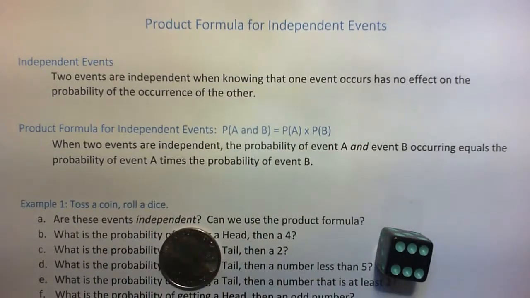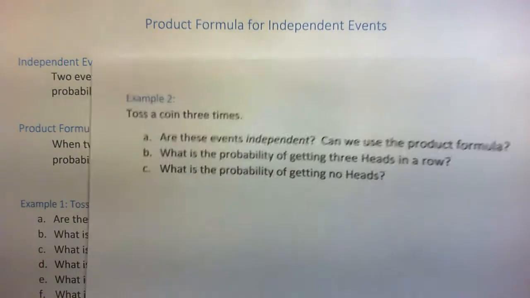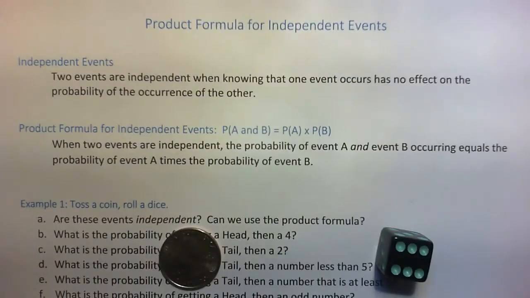In this video, we're going to explore the product formula for independent events. We'll do examples 1, 2, and 3. So we need to understand what independent events means. We'll explore this more in detail later. For now, we'll look at events that are definitely independent.